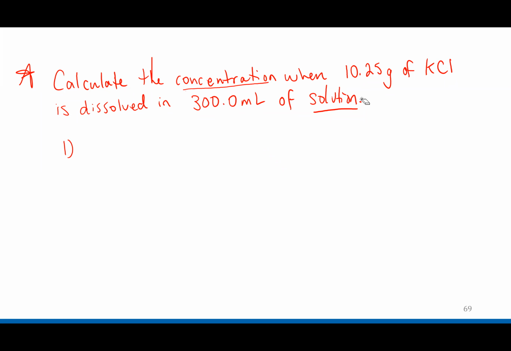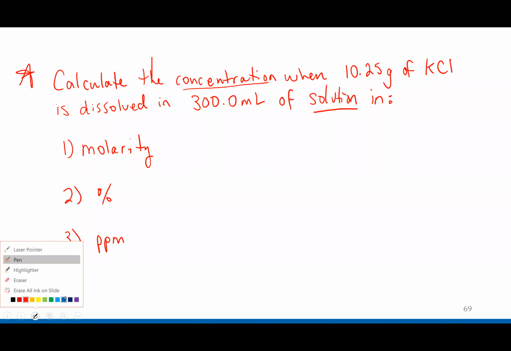So I'm just going to erase this period here. I meant to say in molarity, percent, and parts per million. Now, I'm going to stop talking in a minute.